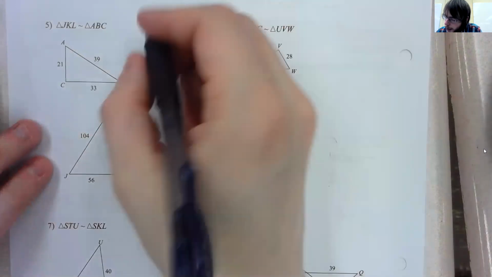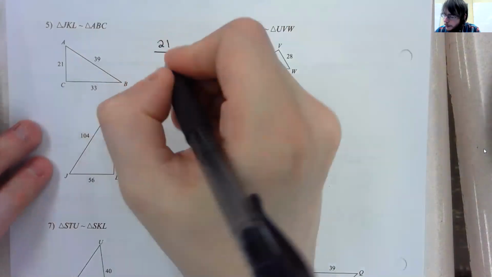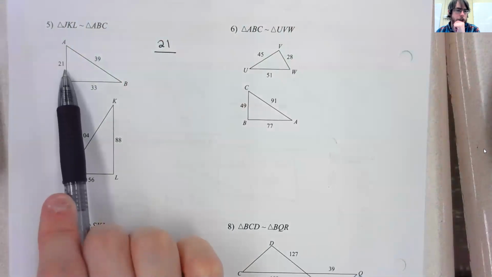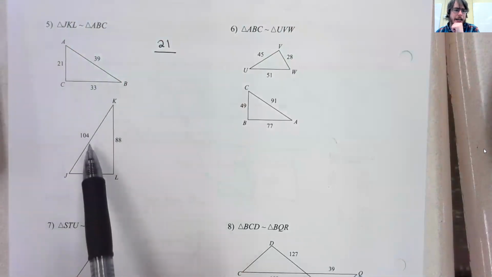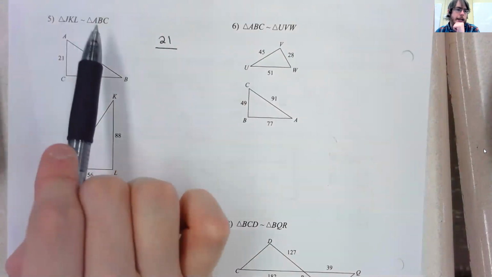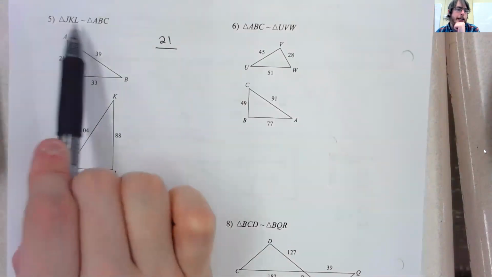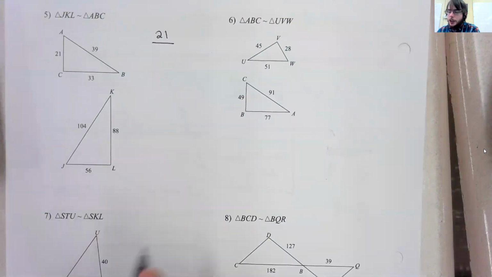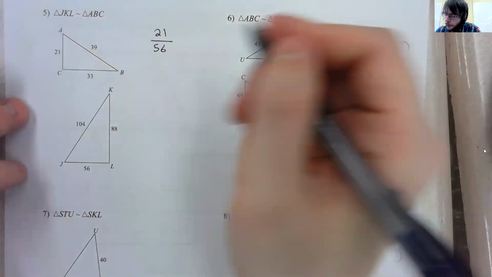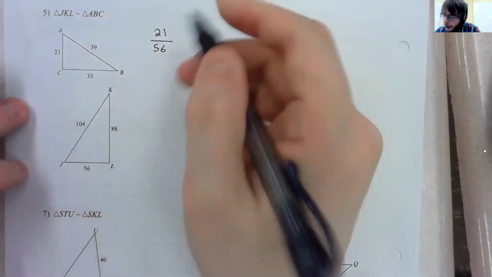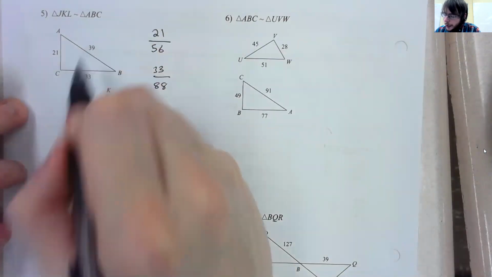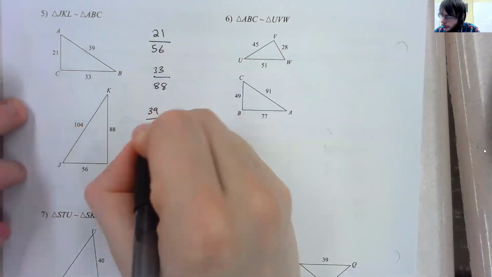We're going to set up our ratios. We have 21 over. Now, since 21 is the smallest side in this triangle, it has to go with the smallest side in this triangle. And you can see that here. AC and JL would have to match up. So 21 over 56. Our next one, 33 over 88. And 39 over 104.